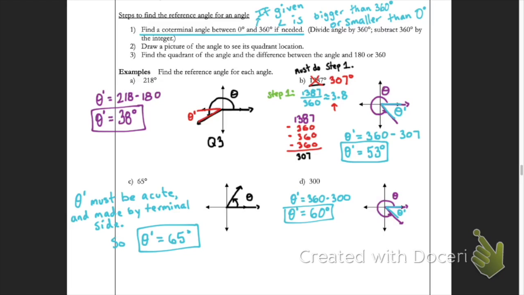So here I have found for C, the actual reference angle must be acute and touch that terminal side as well as the x-axis. So therefore, the reference angle is the given angle to us, the theta, 65 degrees. And part D was kind of similar to part B, but I didn't have to do step 1. I found that it's a small portion in quadrant 4, so 360 minus 300 gives me 60 degrees.